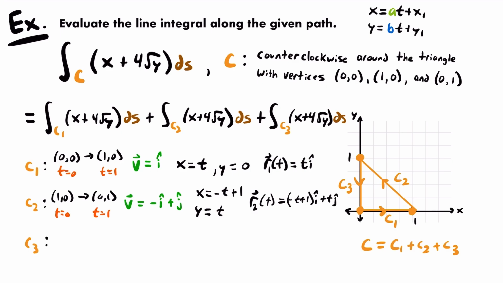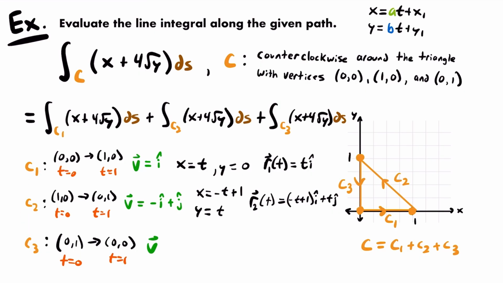This path begins at the point (0, 1) and ends at the origin (0, 0). So this time around, t equals 0 corresponds to (0, 1), and t equals 1 corresponds to (0, 0). Again, this is a different set of t values than what we used for C1 and C2. So it's okay that we're using the same values because they are not related to one another. We're treating these three paths as separate paths.